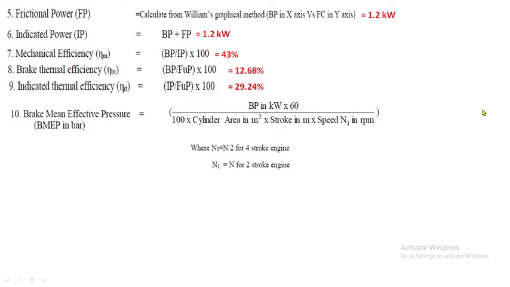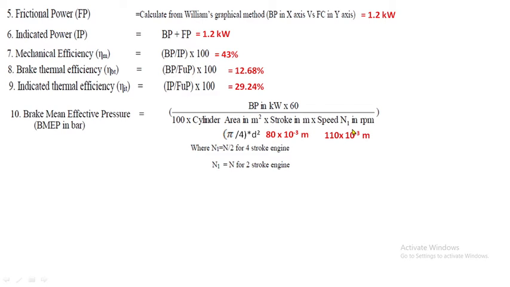Brake power in kilowatt, we know that it is 0.92 kilowatt. And cylinder area in meter square. What is cylinder area? Pi by 4 d square, where d is the cylinder bore diameter. It is 80 mm, 80 into 10 power minus 3 meter. That is the value of d. Then stroke in meter. It is 110 mm. Stroke length of the engine: what is the stroke length? The distance the piston covers inside the cylinder from TDC to BDC. This is the stroke length.